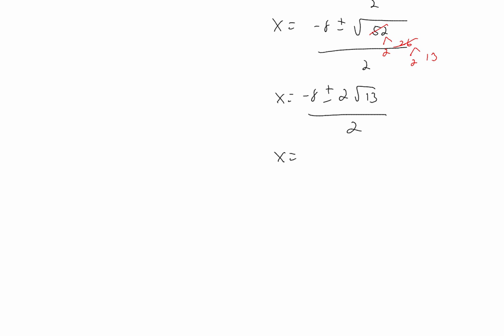Well, again, we have to split this up. -8 over 2 plus or minus 2 times the square root of 13 over 2. That is the proper way to finish this. Now we can reduce the parts.